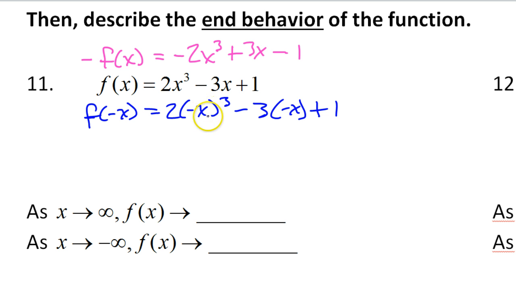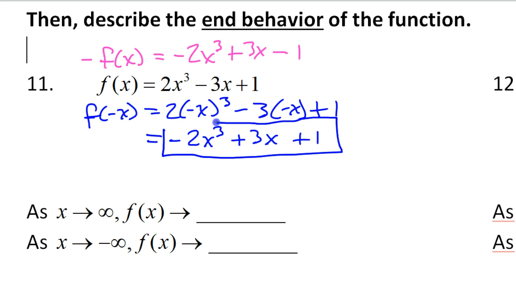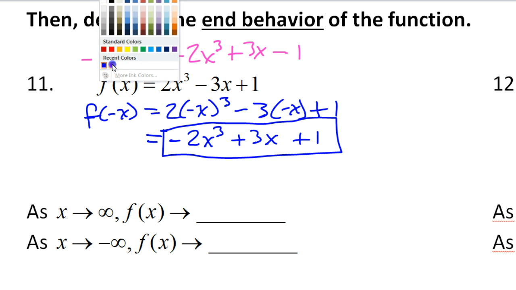Now, when you do an odd power to a negative number, the negative stays around. So this is going to become negative 2x to the third power. Negative times negative is a positive, so this will be positive 3x. And then the plus 1 just stays plus 1. Okay, so I'm going to put a box around this, f of negative x, and I'm going to put a box around this.